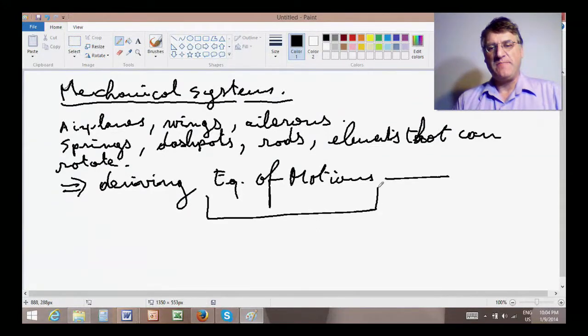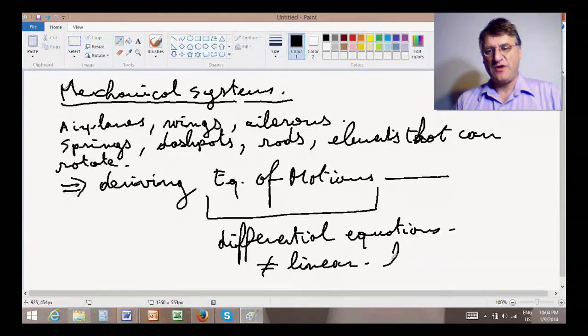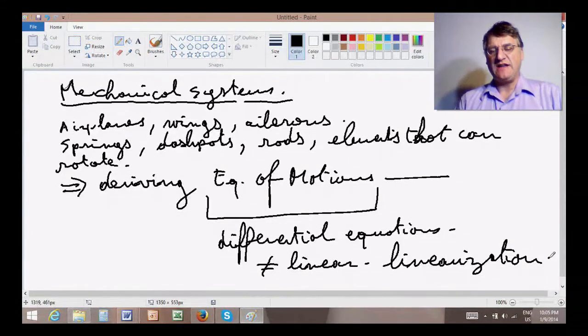These equations of motion are differential equations. Not all of them will satisfy the framework that we are interested in following. That is, not all of them are linear. But we'll discuss the process of linearization at length in such a way that by the end of this part of the course devoted to mechanical systems, you should be able to bring a broad range of mechanical systems under the purview of this systems course.